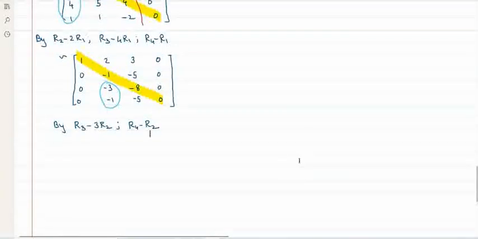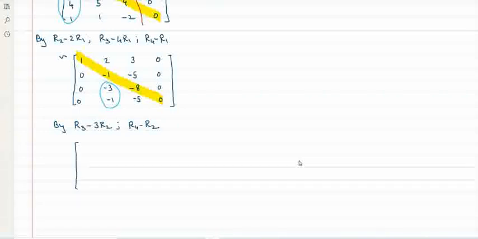Therefore, the new equivalent matrix: the first two rows remain the same, 1, 2, 3, 0 and 0, minus 1, minus 5, 0. Multiply by 3 and subtract: 0 minus 0, 0, 3 minus 3, 0, 7, 0. Then 0, 0, 0, 0, 0.